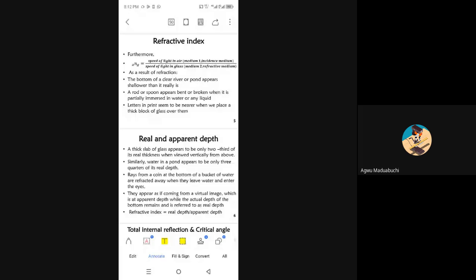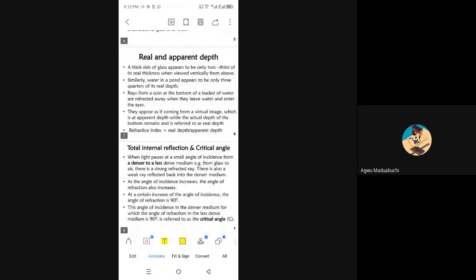A rod or spoon appears bent or broken when it is partially immersed in water or any liquid. Have you seen something like this before? Yes, I have. Good. The third one: letters in print seem to be nearer when we place a thick rod of glass over them. Good, good. Next slide.